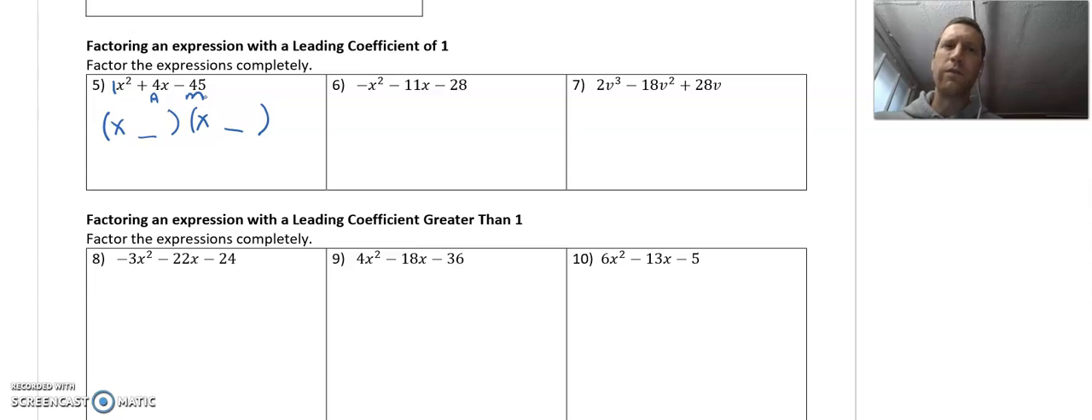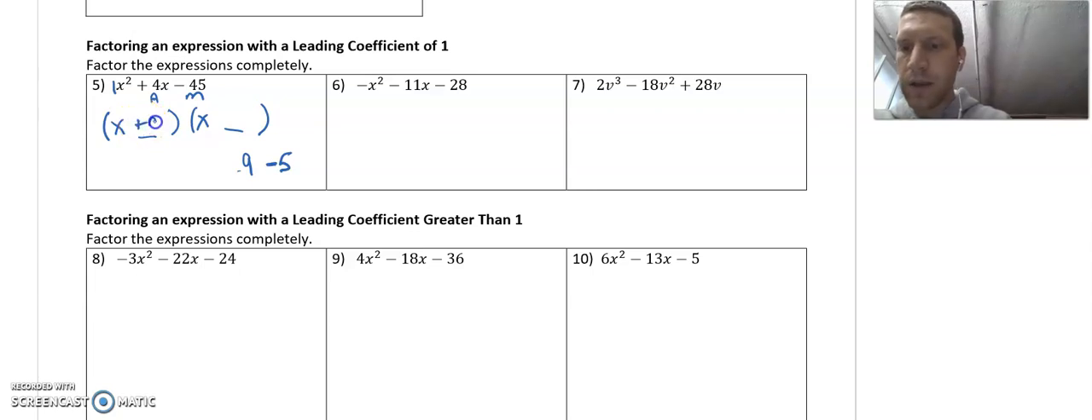So negative 45, I'm going to have one positive and one negative, right? So let's see, 45 and 1, 15 and 3, I think it'll be 9 and 5. So 9 times 5 is 45. I know I need negative 45. So the negative is going to go on one or the other. It would have to go on the 5, so that when I combine those, 9 and a negative 5 gives me a positive 4.